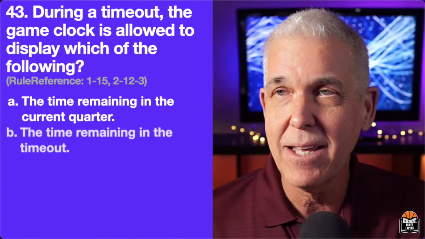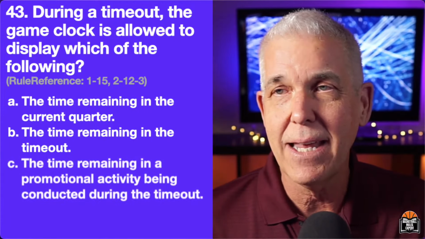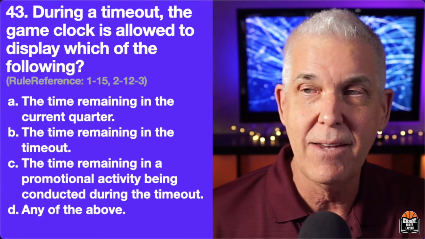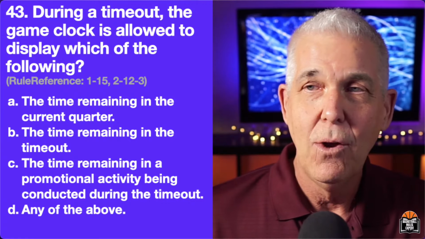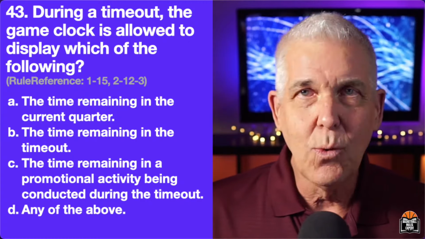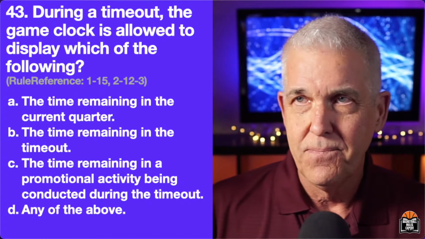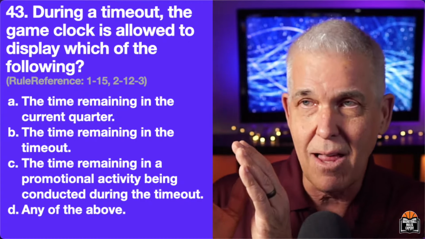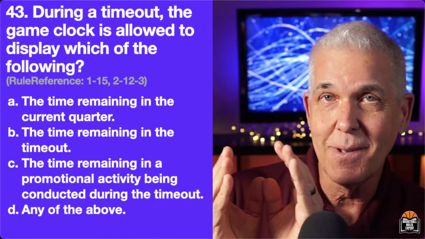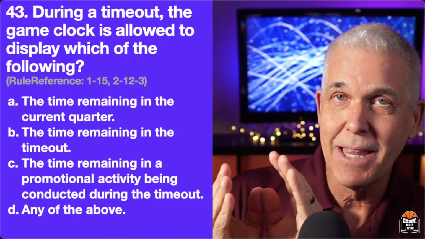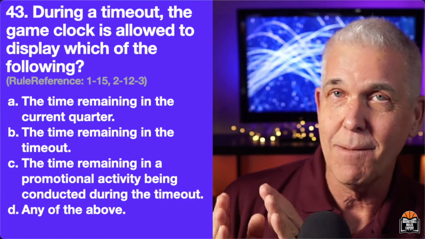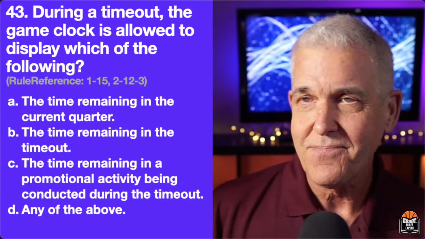A, the time remaining in the current quarter. B, the time remaining in the timeout. C, the time remaining in a promotional activity being conducted during the timeout. Or D, any of the above. High school, there is no restriction that the clock must stay with the time during the game. NCAA women's are not allowed. We must see that the time remaining in the game during timeouts.